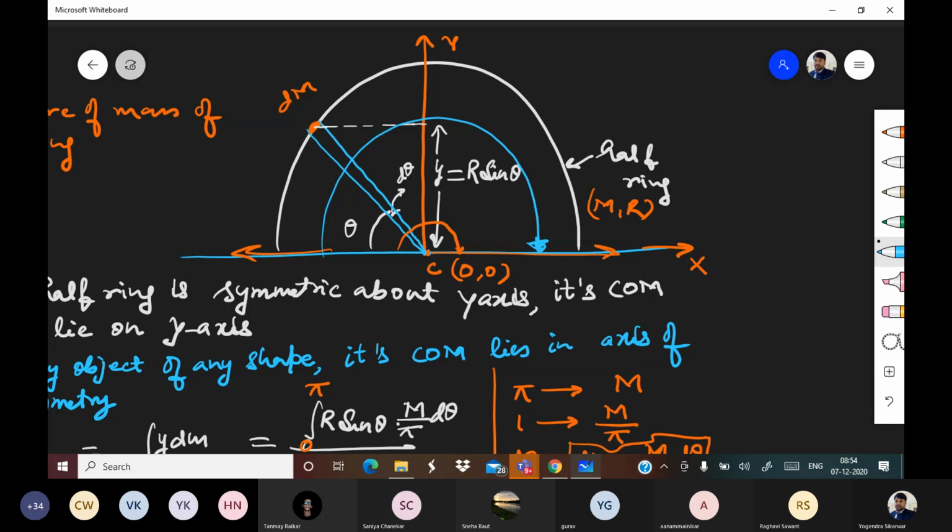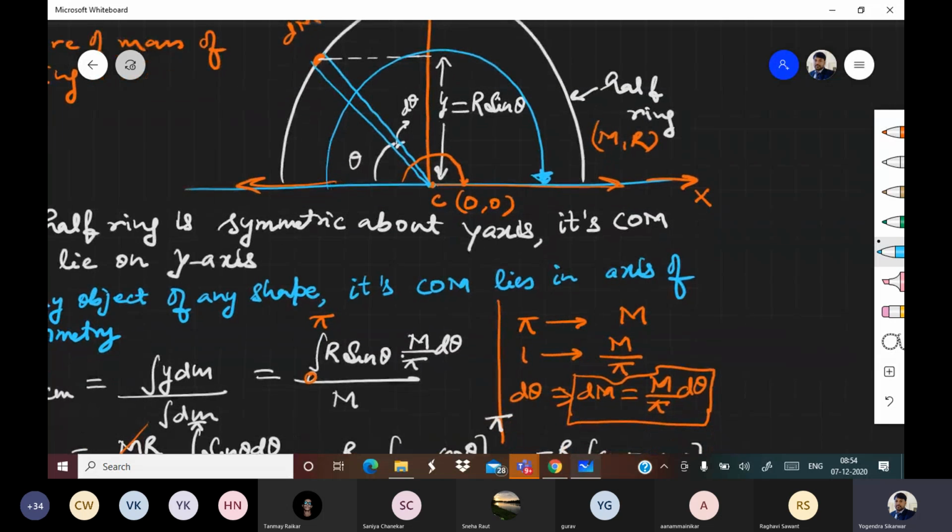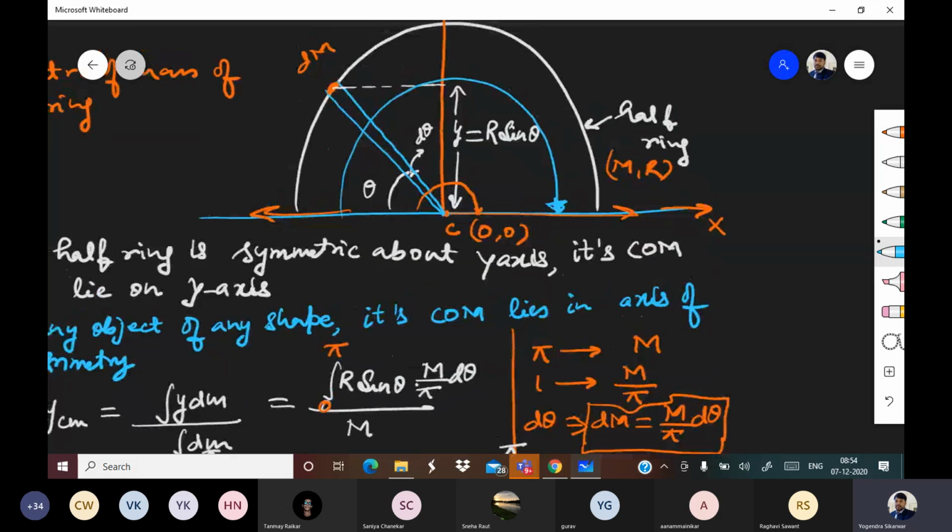Okay. In pi angle, mass is m. So in unit angle, mass will be m upon pi. So in d theta angle, basically you have applied the unitary method in angle. Okay. Unitary method can be applied anywhere. It can be applied for vegetables also. All these sabji walas, they use the unitary method to sell vegetables and fruits also. Correct.